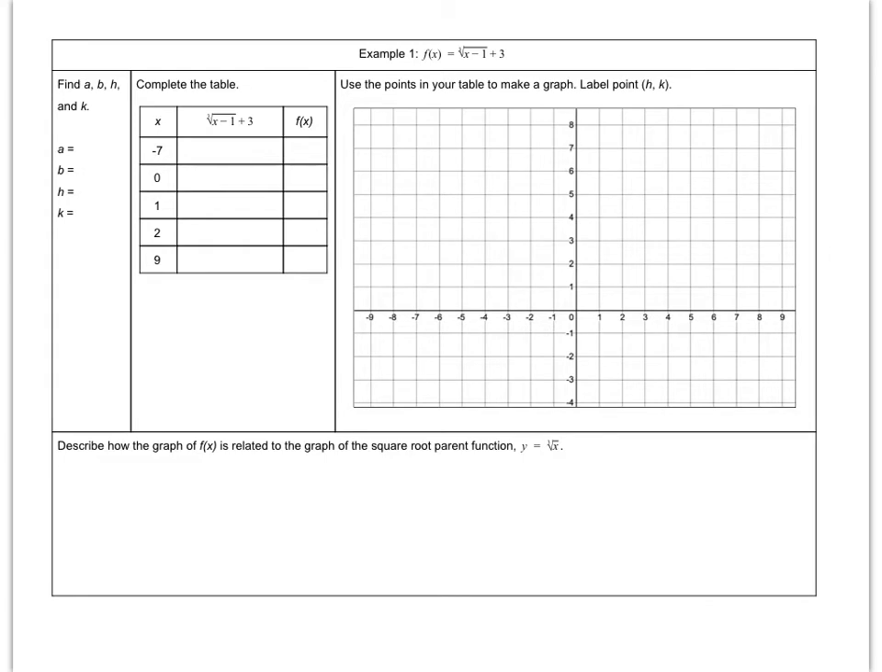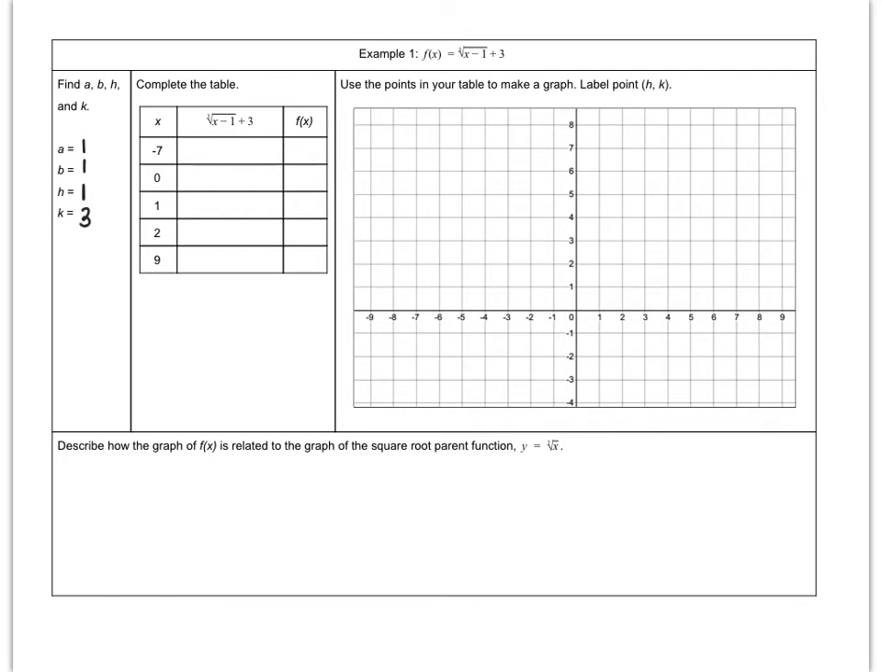Before doing my table, I'm going to put a little thought into this and see what my a and b and h and k are. Let's see, I don't see any stretches or compressions here, so a is going to be 1 and so is b. We are subtracting 1 within the radicand inside there, so my h is going to be 1. And we're adding 3 outside the radicand, so my k is going to be 3.